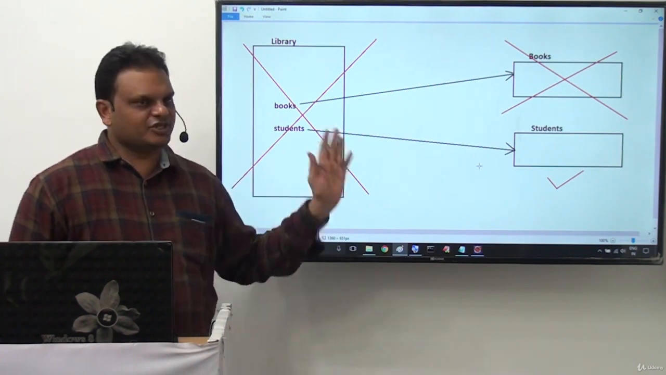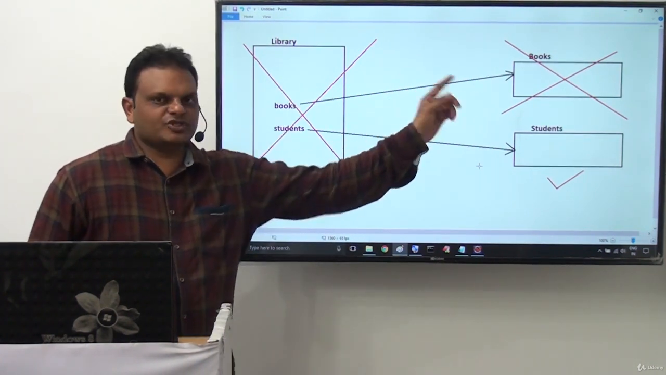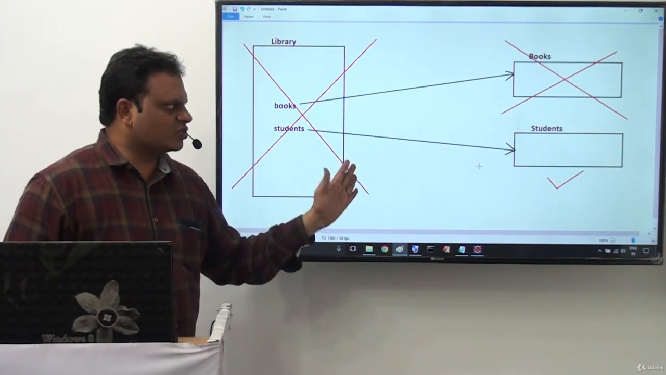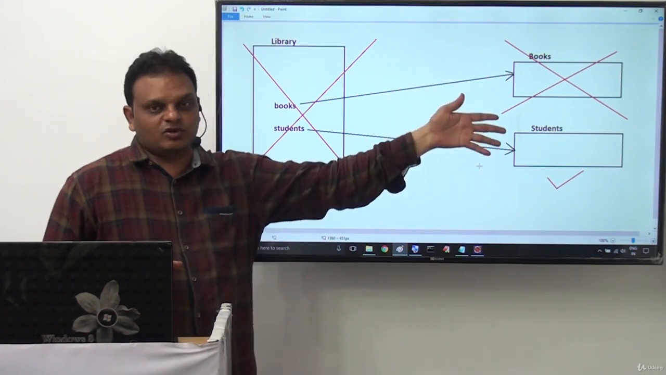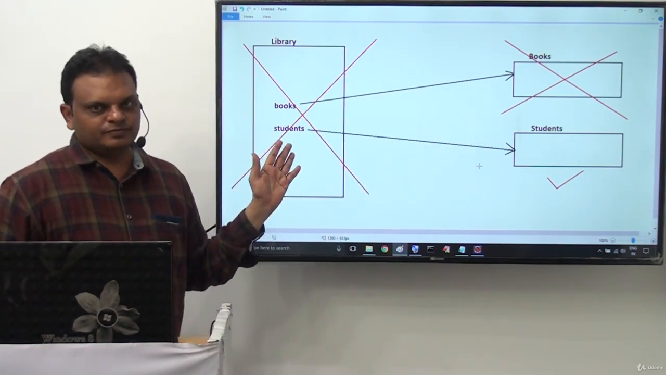Now tell me, between which entities is a strong association available? Between library and books, which association exists here? A strong binding is available. If the container is closed, automatically the content is also closed. So strong association is available between library and books.